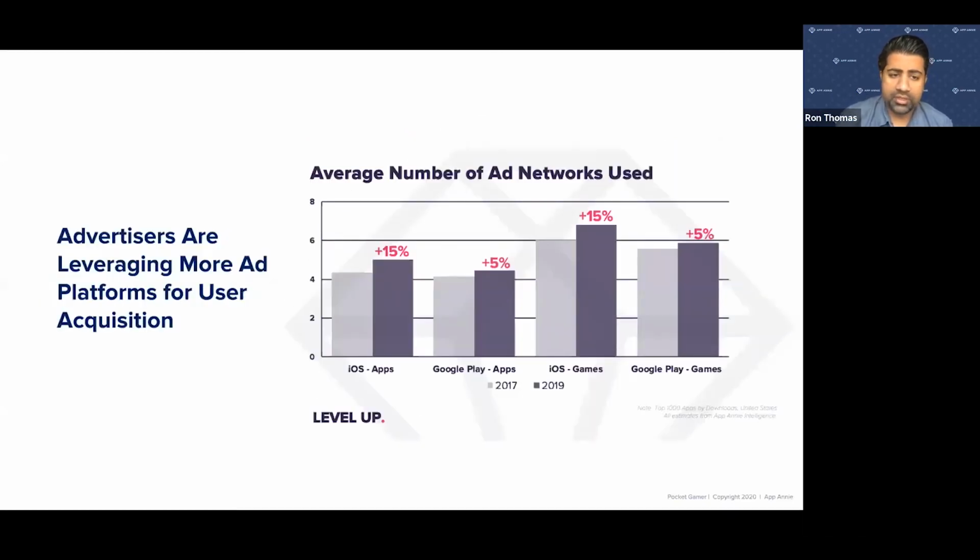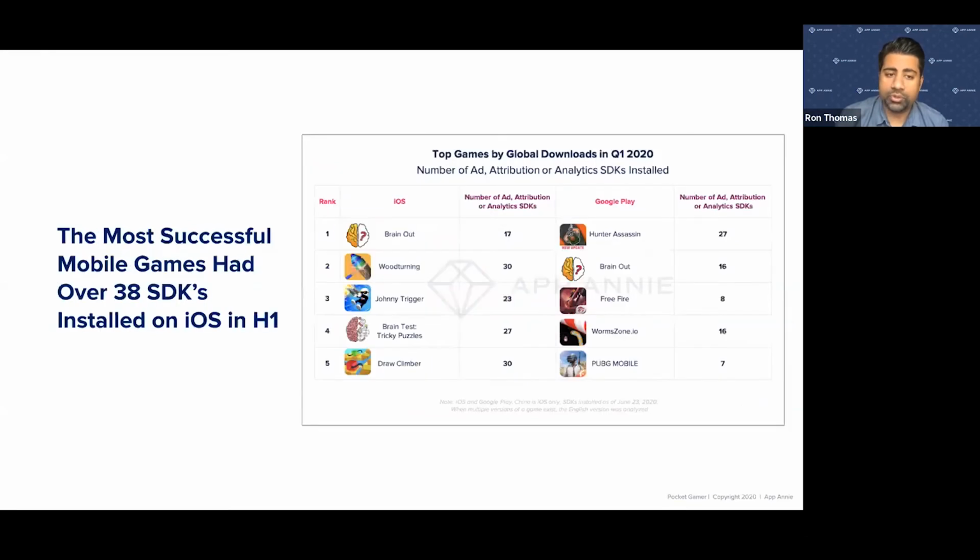The other piece of the puzzle is, advertisers are leveraging more and more ad platforms. And we see that year over year. If we look at 2017 to 2019, across every single platform, we really see a consistent increase, whether it's the Play Store or iOS. We continue to see an increased total number of ad networks being utilized. So as people are thinking about UA, they're also thinking about a hybrid approach, maximizing and driving revenue, and also testing new opportunities.